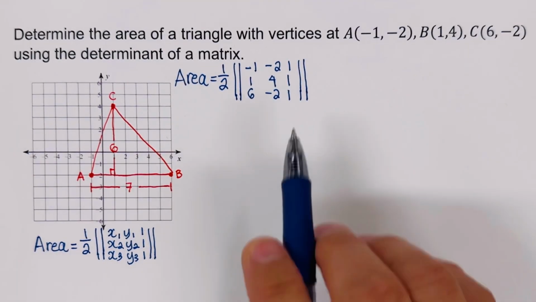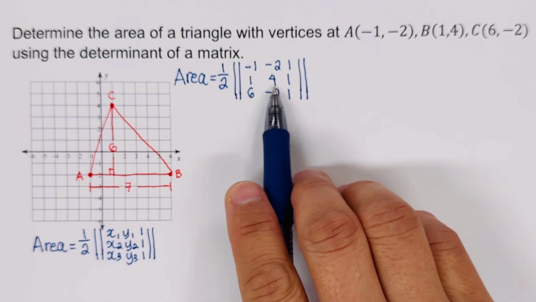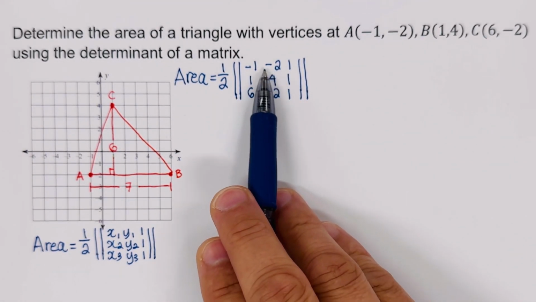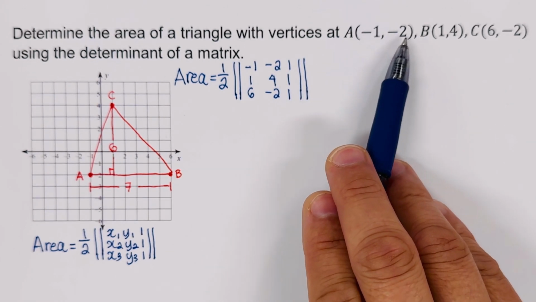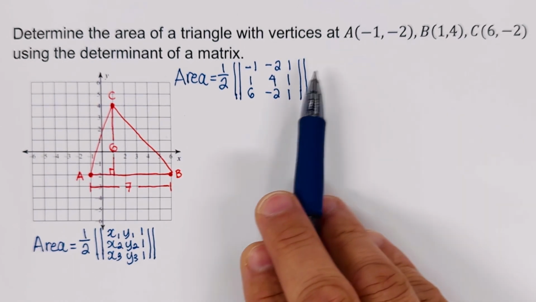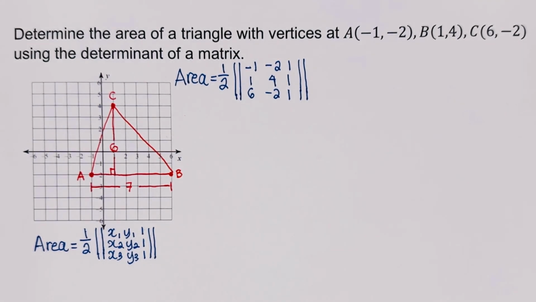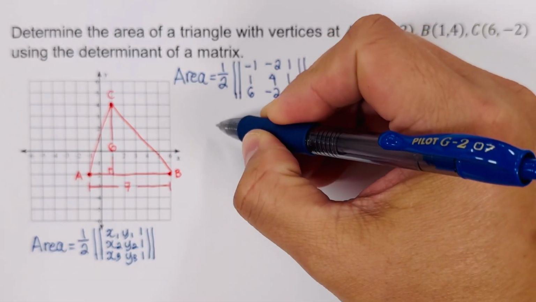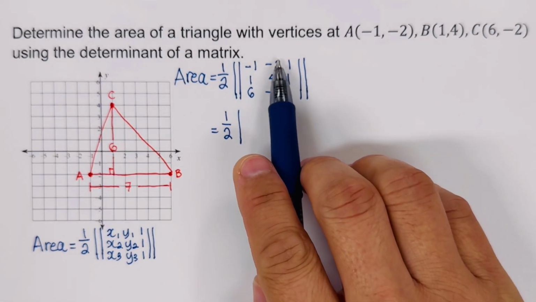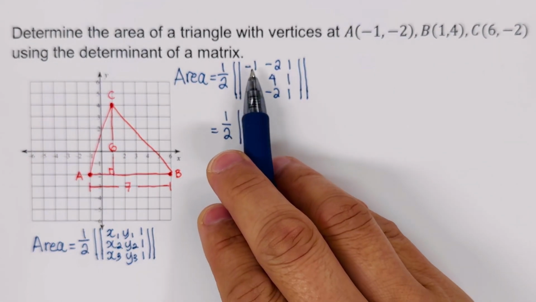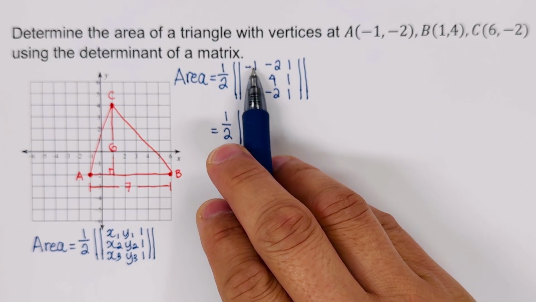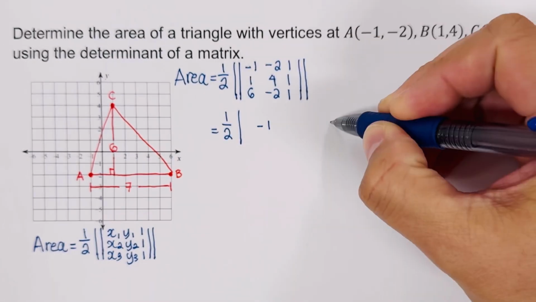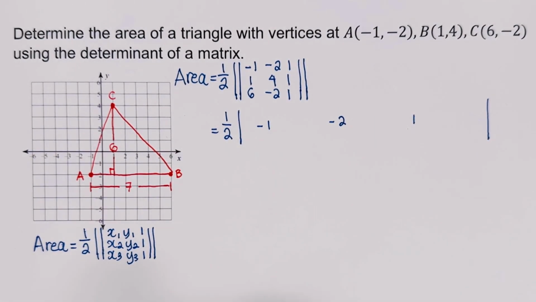From here, we find the determinant of the matrix that we have formed here. The elements of the matrix are the coordinates of the vertices, and the third column will all be 1. So we find the determinant of this matrix. To do this, we copy these numbers, which is the first row, -1, -2, and 1. And it will be in an absolute value.